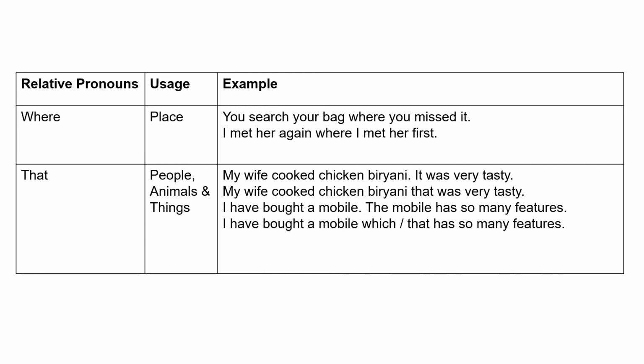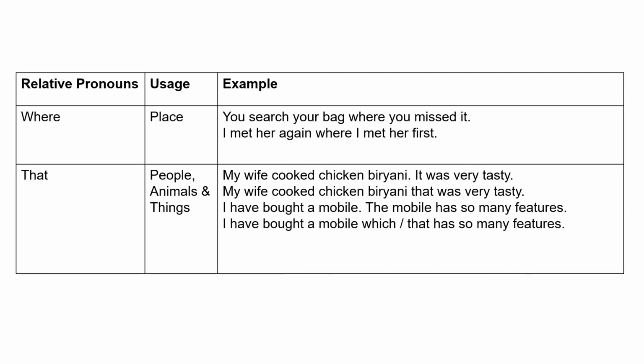Next, that. That relative pronoun is used for people, animals and things. For example, my wife cooked chicken biryani. It was very tasty. Now, my wife cooked chicken biryani. In the place of it, we use that. That was very tasty.